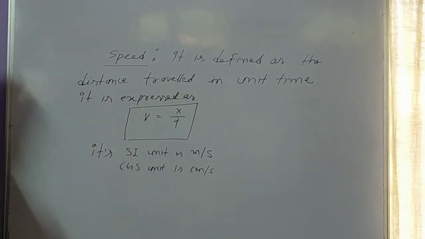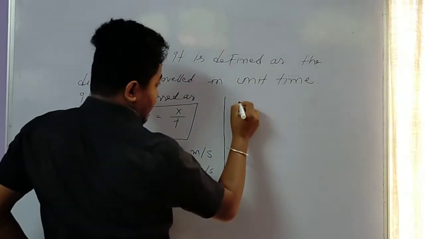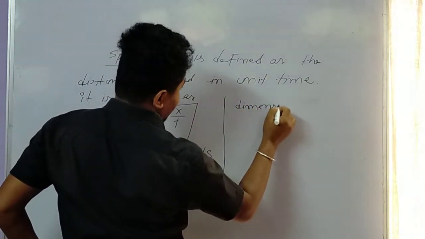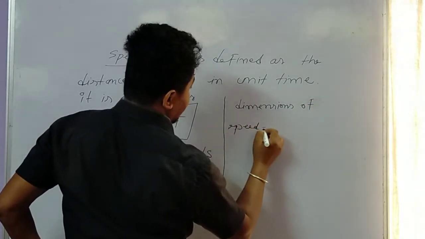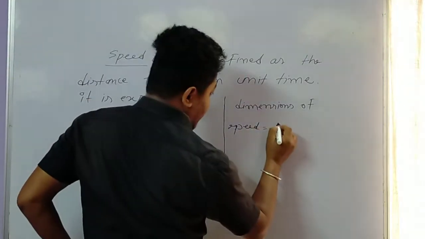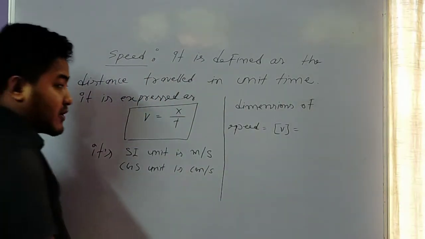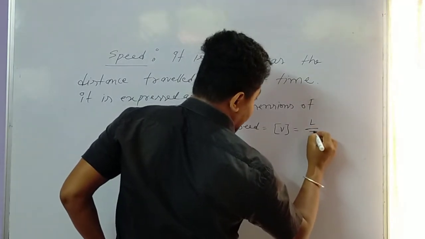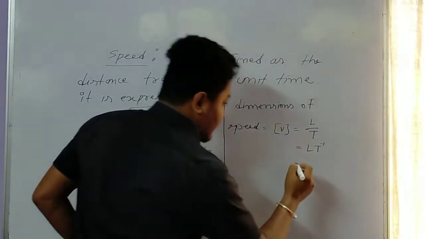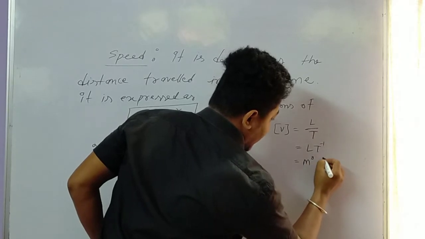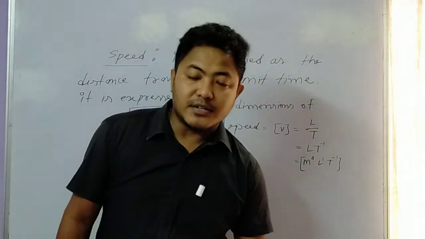Understand? So if you want to find the dimensions of speed, you have learned how in the previous chapter. The dimension of speed is distance by time. Distance is L and time is T. So this is equal to L T inverse, or if you write it as M power 0, L power 1, T power minus 1, that is the dimensions of speed. Understand? That is all about speed.